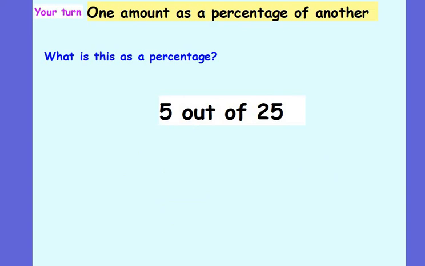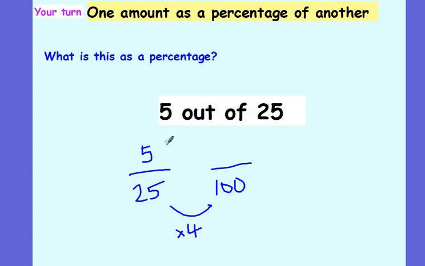Mini whiteboards year 8. What's 5 out of 25? Pause the video and have a go. Okay, 5 out of 25 in exactly the same way. I'm making my denominator 100. Timesing top and bottom by 4 this time. Which gives me 20 out of 100, or 20%.